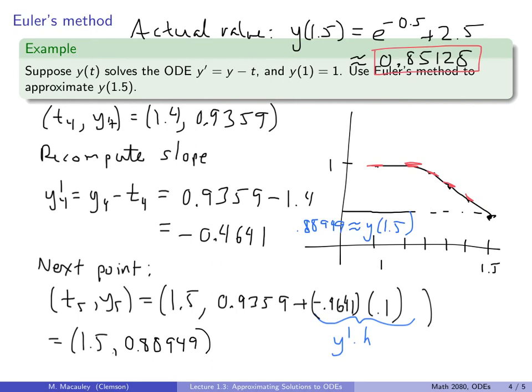So look how close we were. We have that versus that. We were off by approximately 3, almost 4 hundredths, but that's not bad given that we did only 5 approximation steps.